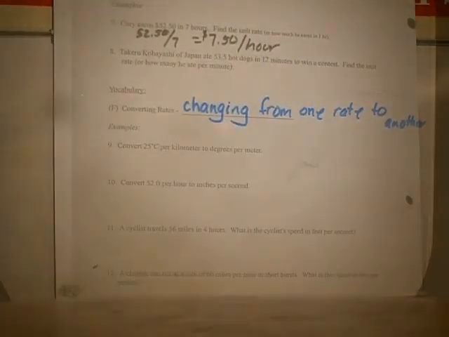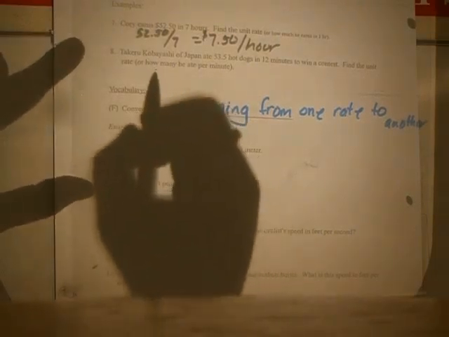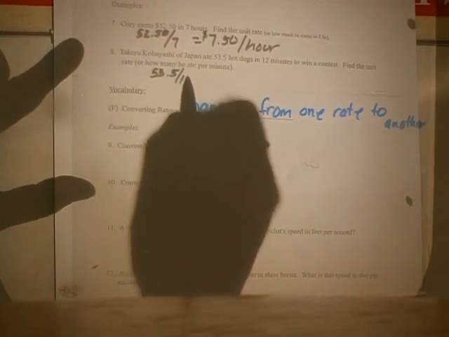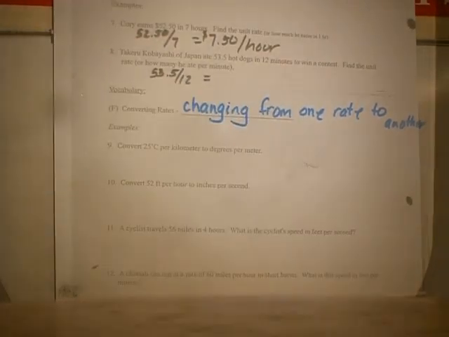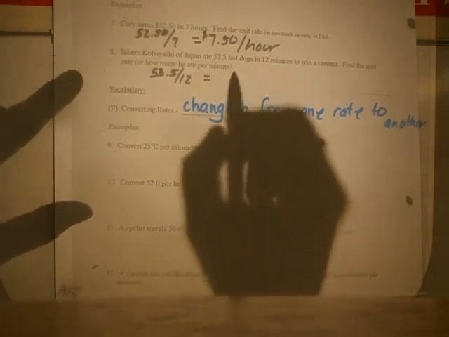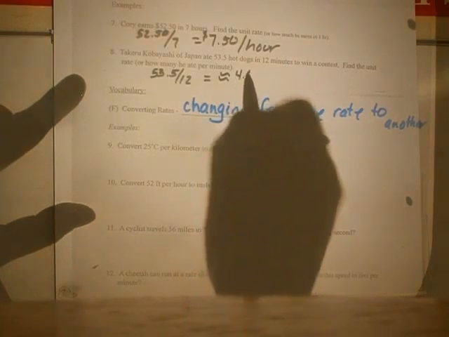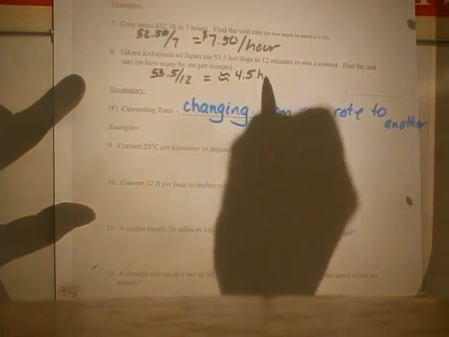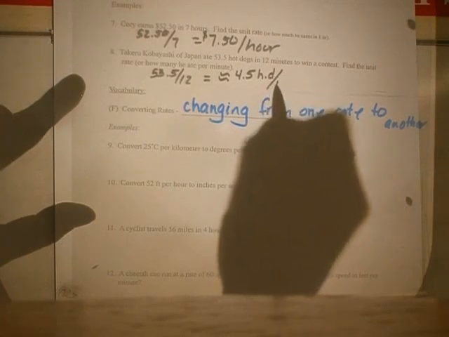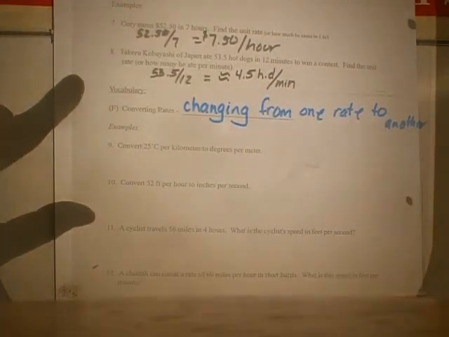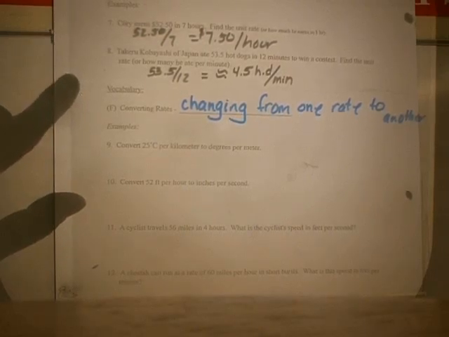Number 8, this gentleman from Japan ate 53.5 hot dogs in 12 minutes. And our goal is to figure out how many he ate in 1 minute. A lot. So 53.5 divided by 12, and I think it works out to be right about 4.5 hot dogs per minute.